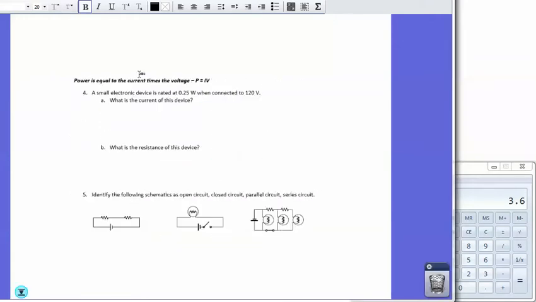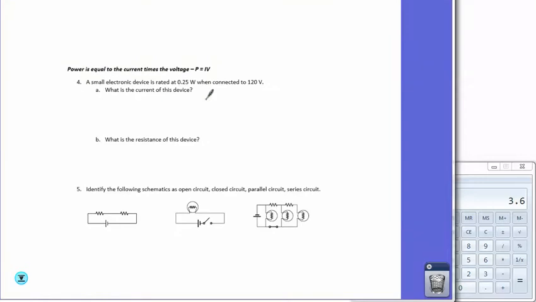So here's number 4. Number 4 is a slightly different application called power, which we're going to focus a little bit more on after this quiz that we're going to take. Power equals current times voltage. Power is rated in watts. We'll also learn a new expression for power next week as well. A small electronic device is rated at 0.25 watts when it's connected to 120 volts. What's the current of this device?